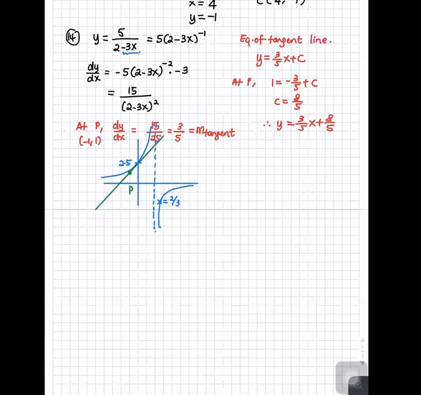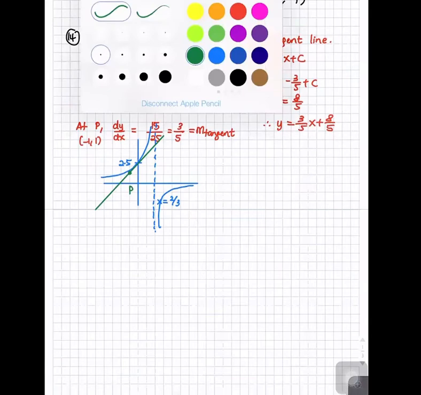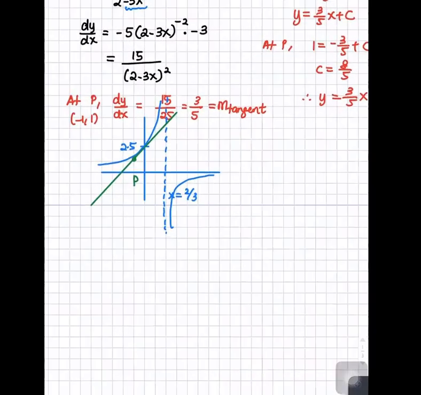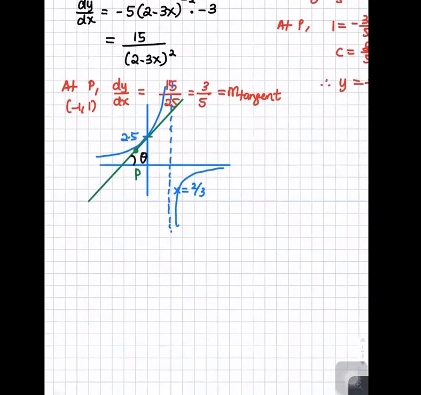Okay. What angle is it forming? Where is the angle? The angle is here. You have to find the angle with the x-axis. This is what the question wants. This is the idea that I asked earlier.